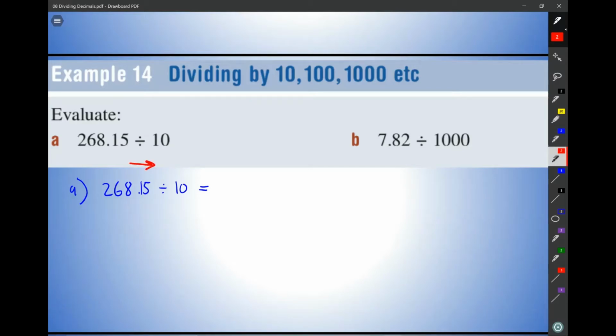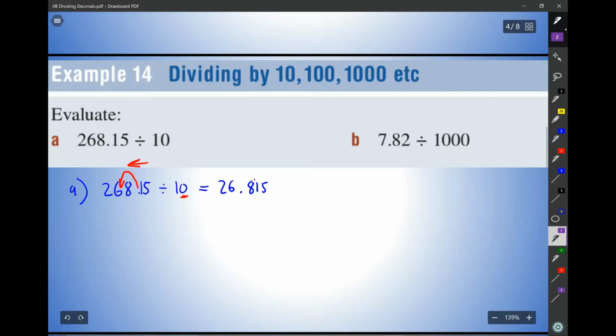what do you think is going to happen when we divide? I hope what you guessed is that we're going to hop our decimal in this direction because we're carrying out the opposite process to multiplication. So it's really as simple as that. We just use exactly the same process as multiplication. We count our number of zeros here and we do the same number of hops, but our hops just go in the opposite direction. So this number will change from 268.15 to 26.815. The decimal point has made one jump.